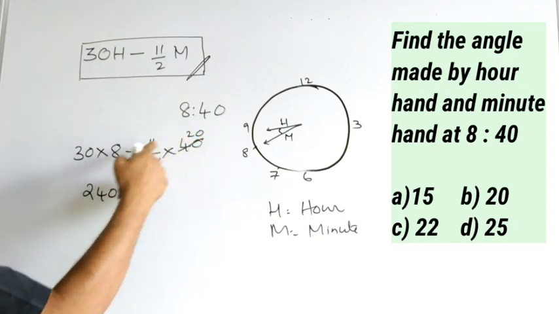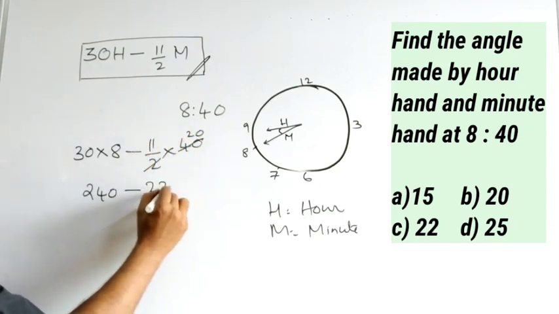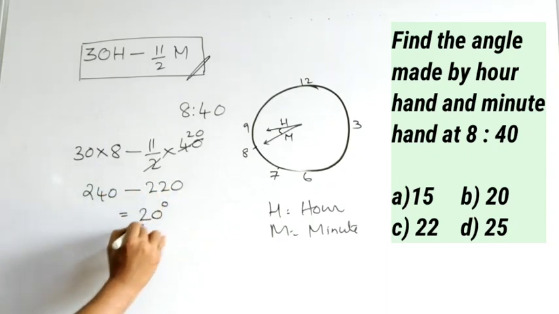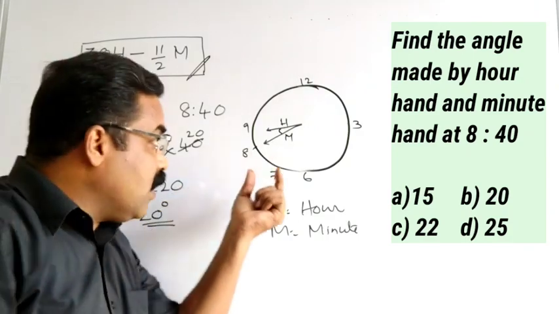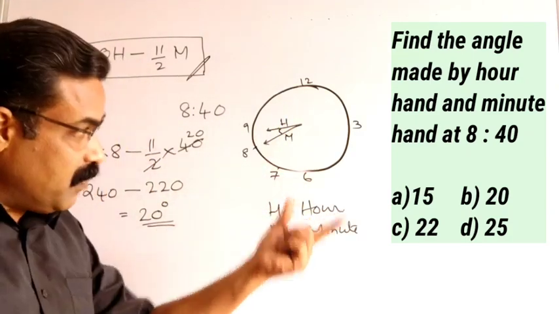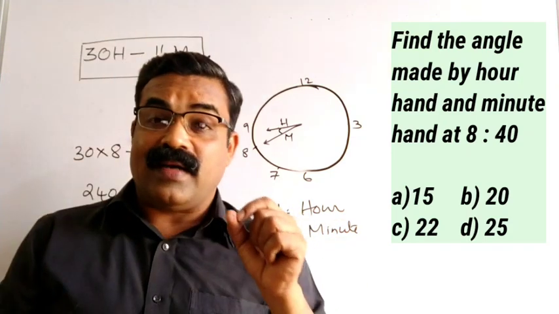20 times 11 is 220. 240 minus 220. You got the answer? 20 degrees. So 20 degrees is the angle between these two hands, the hour hand and the minute hand. From the given options you can mark the correct answer.